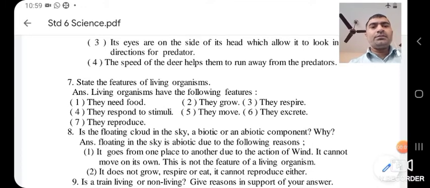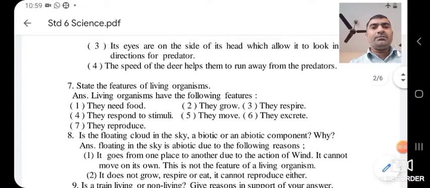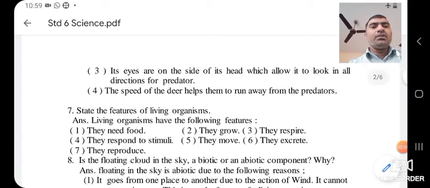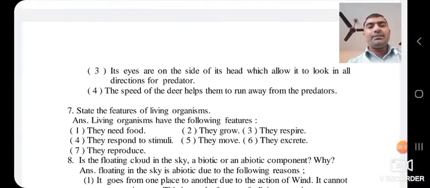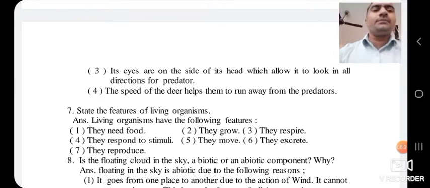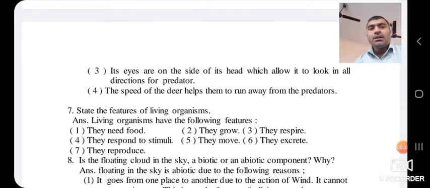Okay, so state the features. What are the features of the living organisms? All living organisms need food, they grow, they respire, they respond to stimuli. And see, one feature is not common in all living organisms, that is, they move, because as we know, plants cannot move from place to place, but they respond to the atmosphere, right? Next is they excrete, they reproduce. The rest of the features are common in all living organisms.